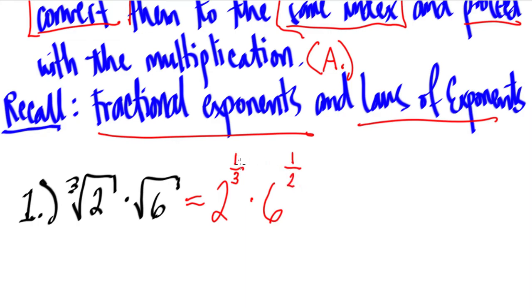Now, what we want is to put them in the same exponent, that is, making the fractional exponents exactly similar. They need to be similar for us to combine them.